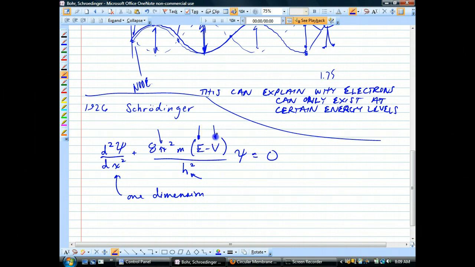This is actually the potential energy. One of these is kinetic, one is potential, so it's the difference between potential and kinetic energy. So these are energy terms. And this is just the mass.